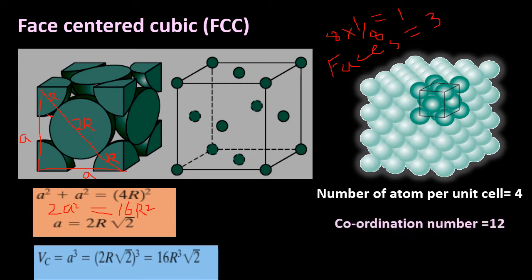Another important parameter is the coordination number, that is the number of nearest neighbors. For a metal, each atom has the same number of nearest neighbor or touching atoms, which is called the coordination number. For the face-centered cube, the coordination number is equal to 12.